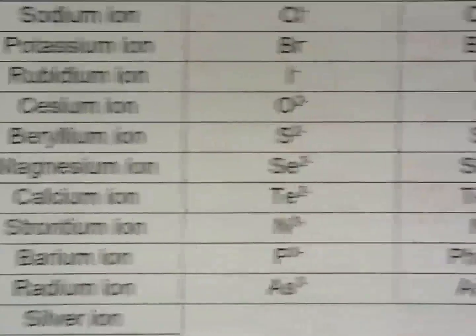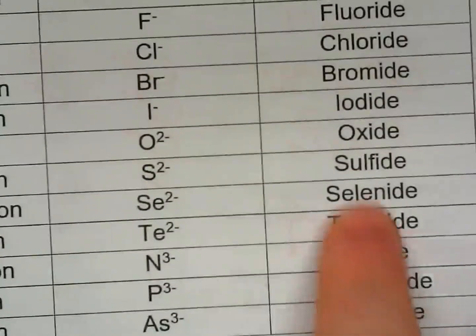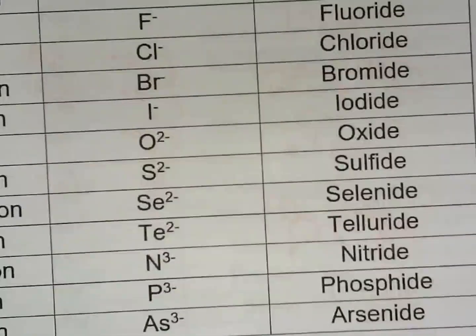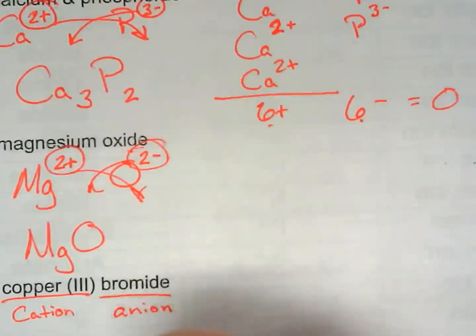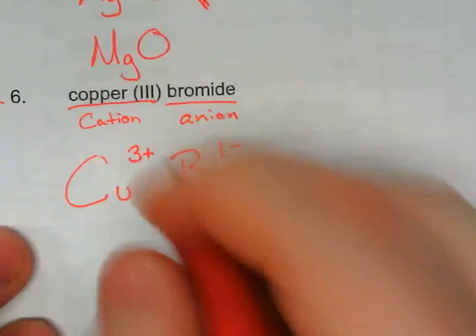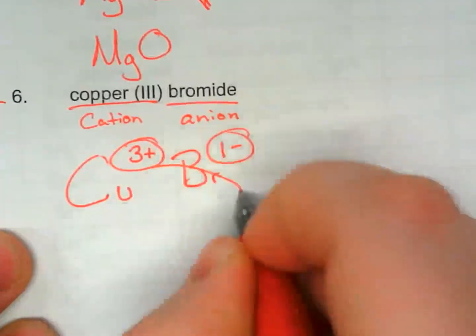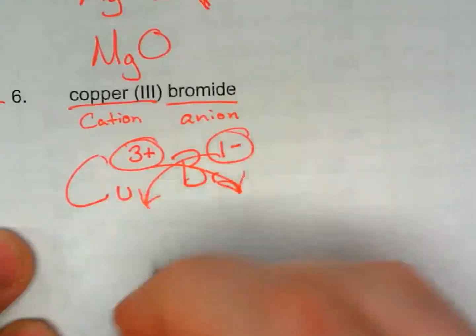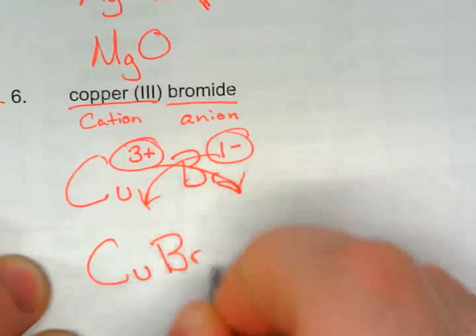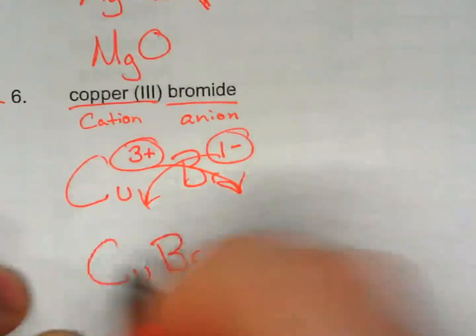What is bromide? We're going to look through bromide right up there. Bromide is just bromine, and it has a charge of -1. So Br, 1 negative. We're going to circle them, crisscross. So then what we're left with is Cu, Br3. We have our answer.